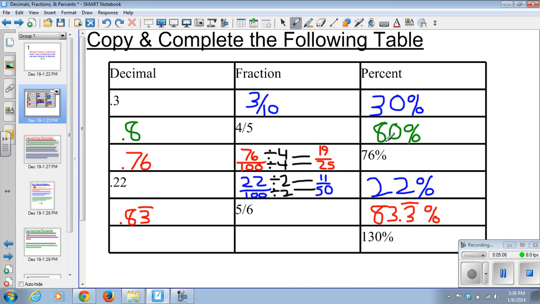Finally, we have 130%. Again, the rules remain the same. So even though we're over 100%, this still works. Decimal point, move it back twice to our left to get our decimal. We get 1.3, or 1 3/10. Now for our fraction part, we can write this in either form, either a proper fraction or a mixed number. But if you say that decimal out loud, 1 3/10, well, that gives you your mixed number of 1 3/10.